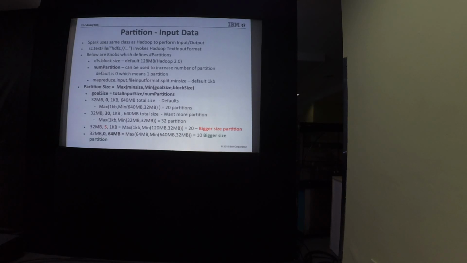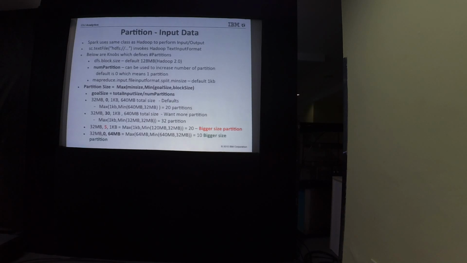What if I want bigger size partitions, or a lesser number of partitions? The knobs here are very confusing. If I just ask for fewer partitions, let's say 5 partitions in this example, will it work? Once you go to 5 partitions, our goal size is 128 MB, 640 divided by 5. Then the minimum of the goal size and the block size comes into the picture, 32 MB, so again it will become 32, and I will not get that few partitions. So this is a wrong ask for partitions.